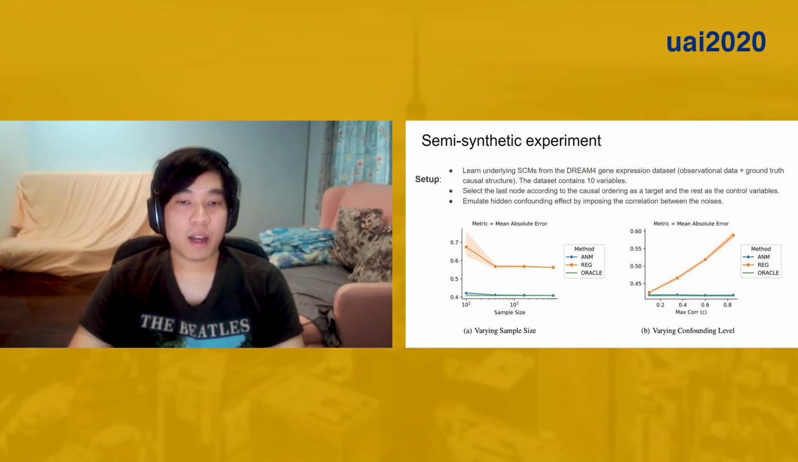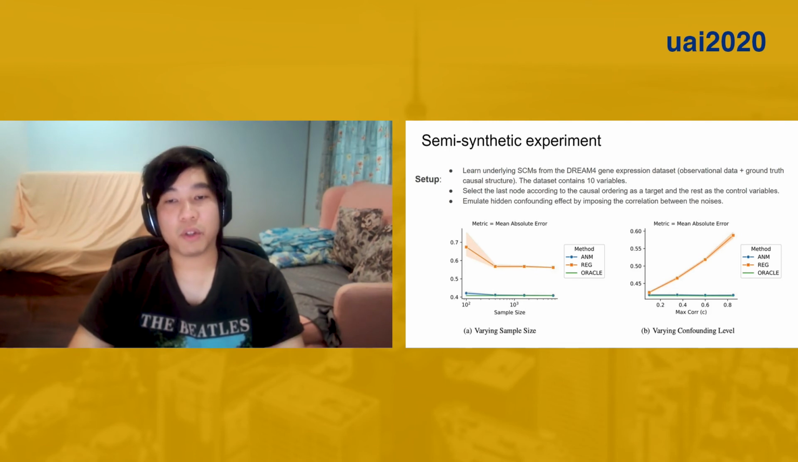When we have a small hidden confounding effect, as expected, the performance of our method and the baseline is comparatively the same. However, as we increase the confounding level, the baseline gets worse and worse, but our method is unaffected. This shows that our method is able to disentangle the hidden confounding effects.